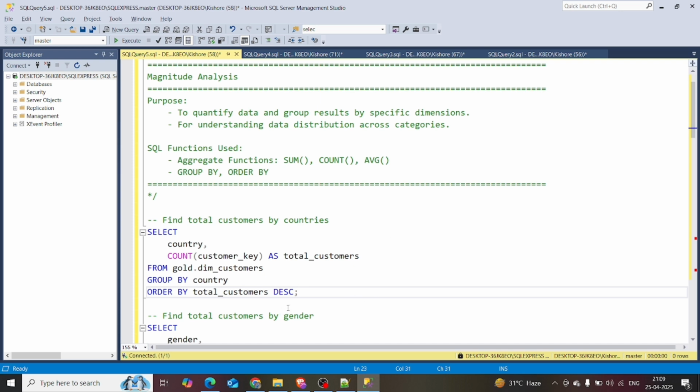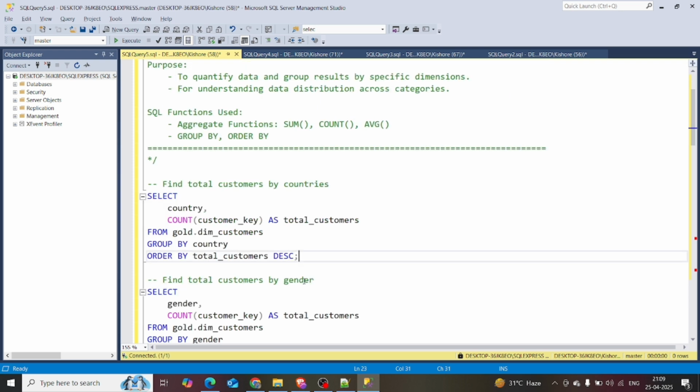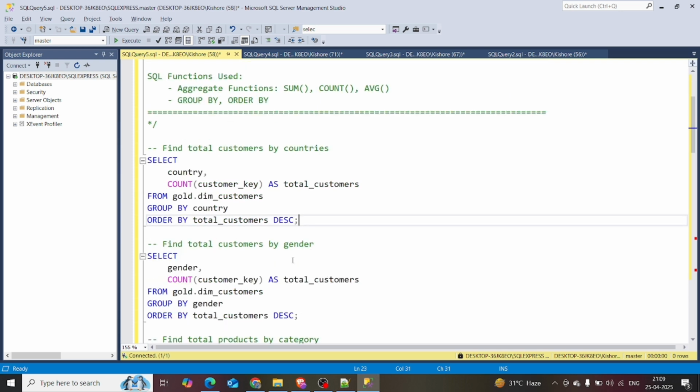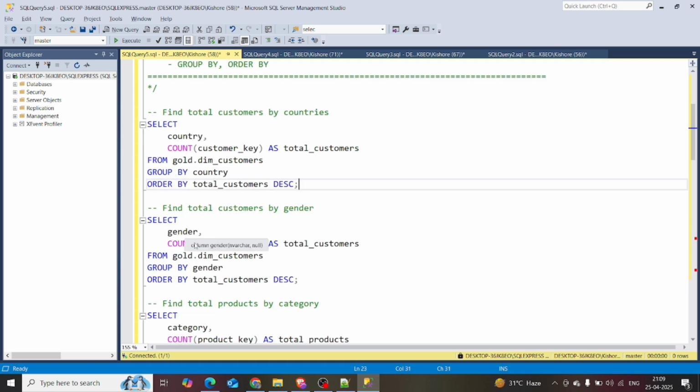Finding the total customers by countries comes from selecting country and count of the customer key as total customers from the gold dimension customers, and we group by country. For the order by, we order by total customers in descending order. The next question is: find the total customers by gender. So we group by gender, selecting gender and count of customer key as total customers.